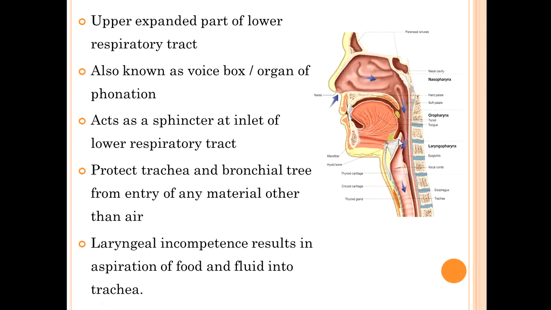Okay, so this will close. It protects the trachea and bronchial tree from any material other than air. So the food should not come into the larynx, and then from larynx to trachea it should not go. If there is any laryngeal incompetence, that means incapability of larynx or any muscle paralysis of larynx, that will result in aspiration of food and fluid into trachea. If that is not working properly, the food will come into the larynx, and from larynx it will go to trachea. That is known as aspiration.